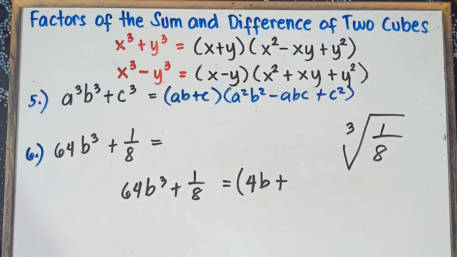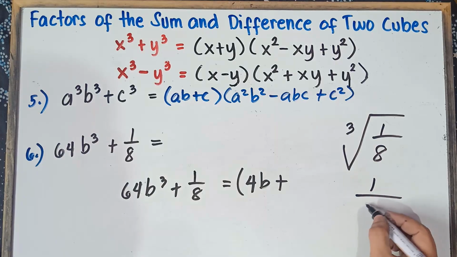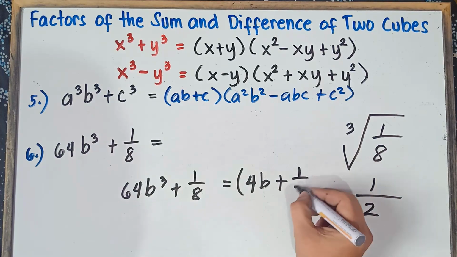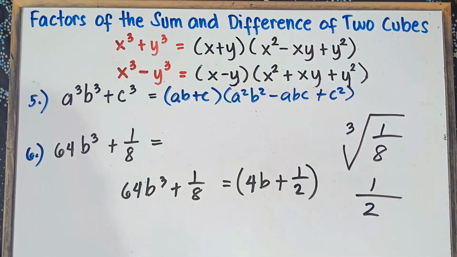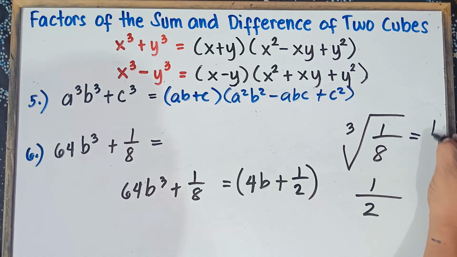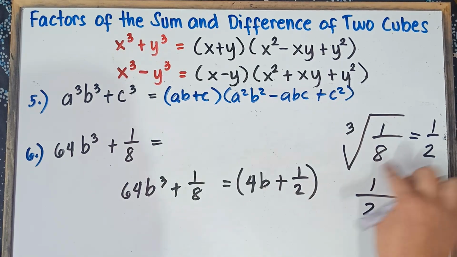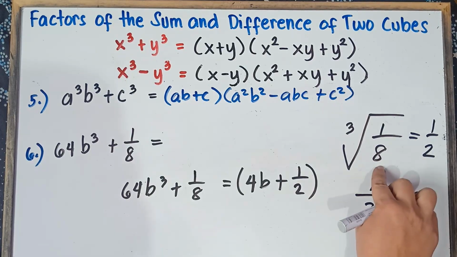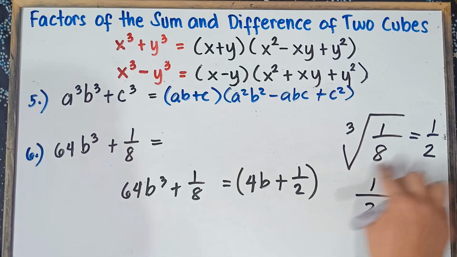Think of a number that when you multiply it by itself 3 times, you will get 1. That's correct. The cube root of 1 is equal to 1. And the cube root of 8 is equal to 2. So this will be 1/2. And then close parenthesis. I hope, class, you're not confused. The cube root of 1 is equal to 1. The cube root of 8 is equal to 2, because 2 times 2 times 2 is equal to 8. So therefore, the cube root of 8 is equal to 2.